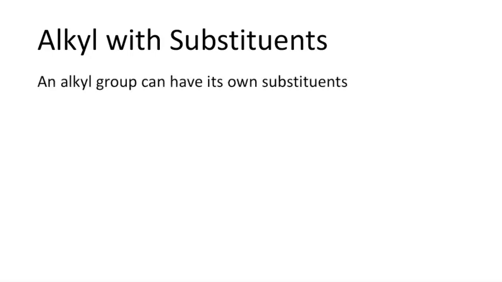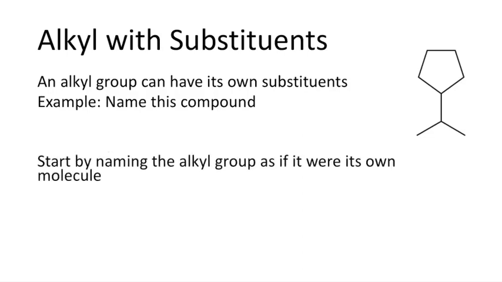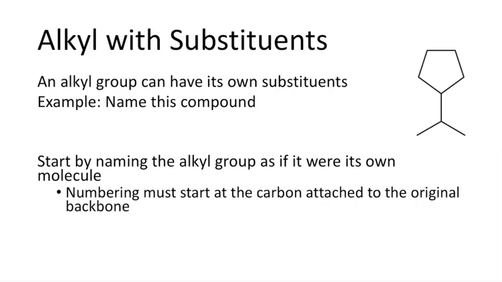So what do we do if we have an alkyl group that has substituents attached to that? Well, let's look at an example. So here, a cyclopentane is the root, and we have essentially a branched alkyl group coming off of it. So how do we name it? We name the alkyl group as if it were its own molecule. And so how would we name that group if it were its own molecule? We would first start by figuring out what the backbone is, so we have to number it. When we're numbering a substituent alkyl group, you always have to start at the carbon that's attached to the original backbone. So this is where it gets tricky.